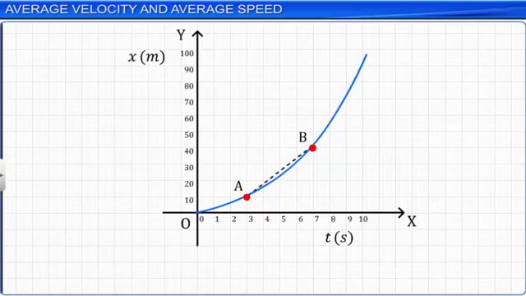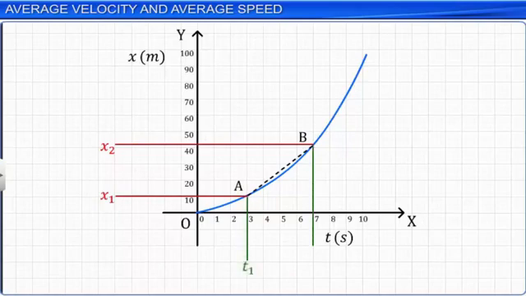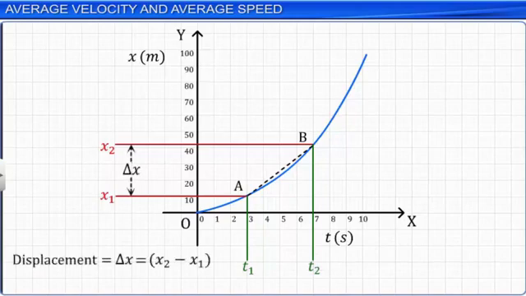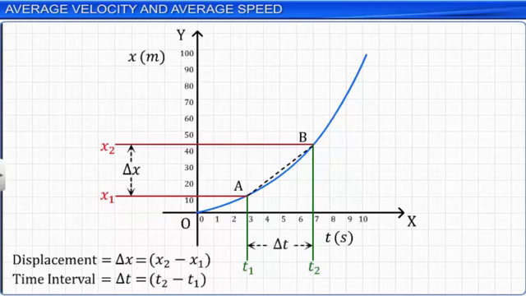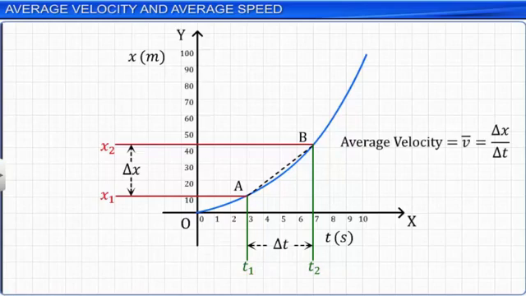x1 and x2 are the positions of the body at time t1 and t2 respectively. The displacement delta x is the difference between x2 and x1. The time interval delta t is the difference between t2 and t1. The average velocity is the ratio of the change in position or displacement delta x and the time interval delta t in which the displacement occurs.